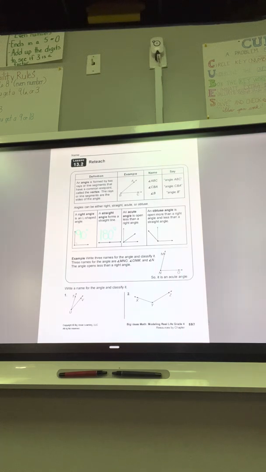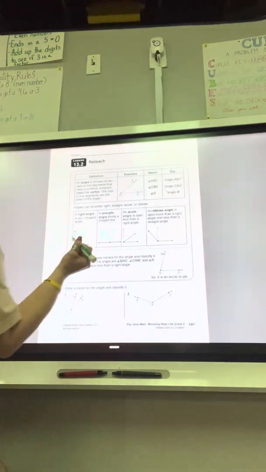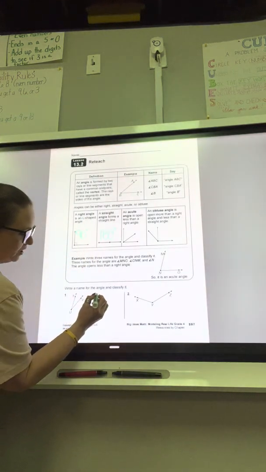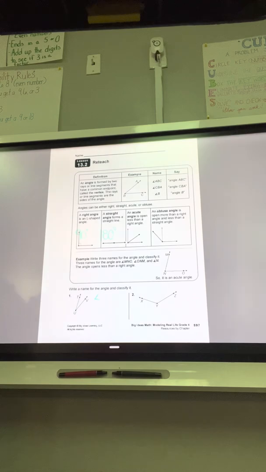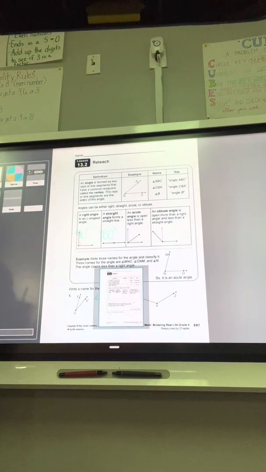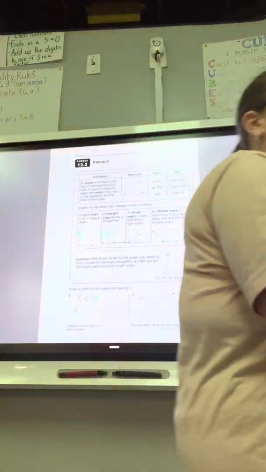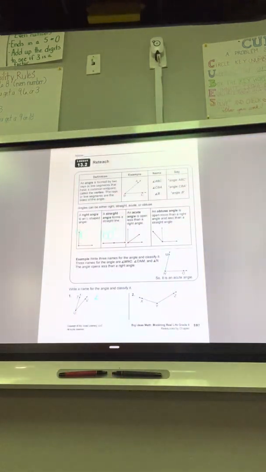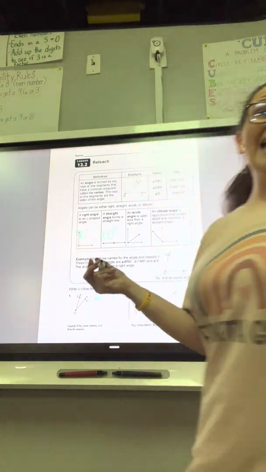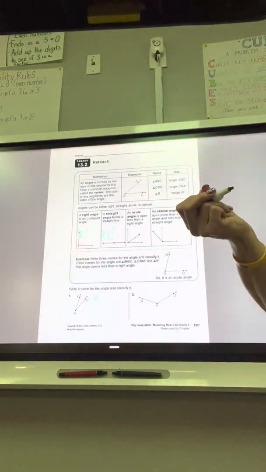All right, so let's look at number 1. This is telling me to write a name for the angle and to classify it. To write a name for the angle, I'm going to start off by drawing a little angle symbol. And then I need to name the 3 letters, but I have to make sure that I keep one specific letter in the middle. Which letter do I have to keep in the middle? U. I could even just name this angle U if I wanted to.